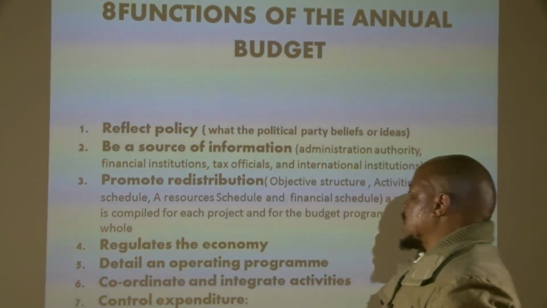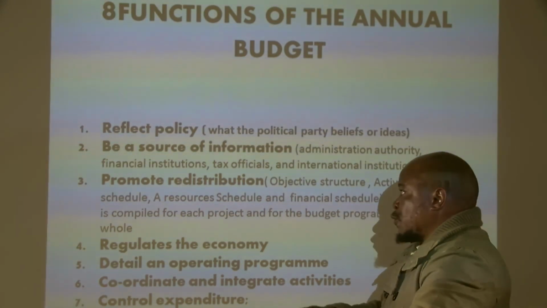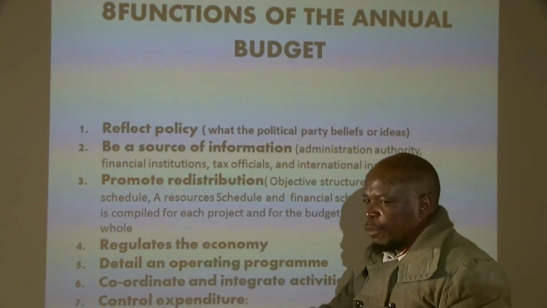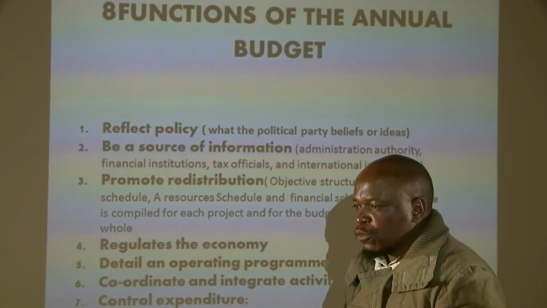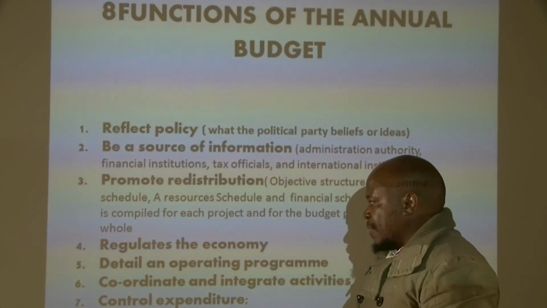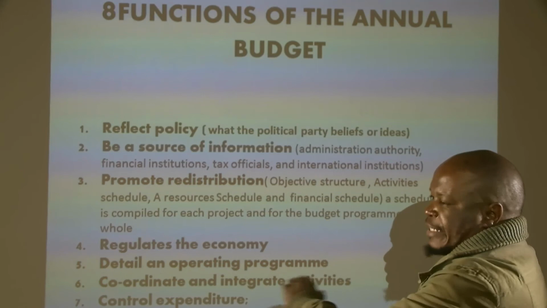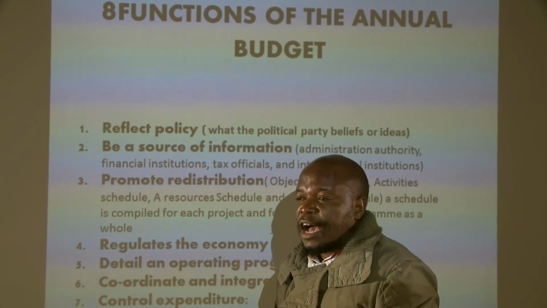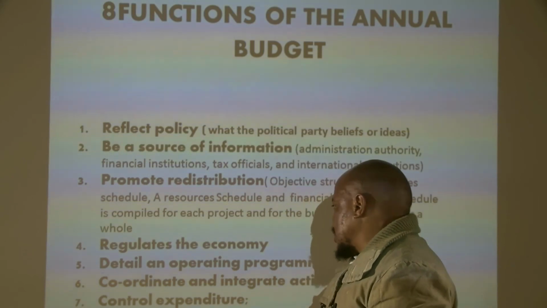A schedule is compiled for each project and for the budget program as a whole. So we do a schedule where we are doing this redistribution, right? Then there's regulates the economy. The budget regulates the economy so that there is no overspending and also no lack of spending. So that is regulating the economy. There's a detailed operating program. There must be a detailed operating program in the budget. What are we going to do?